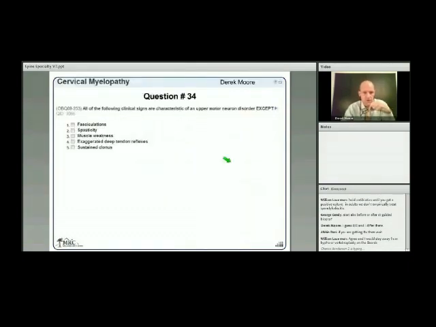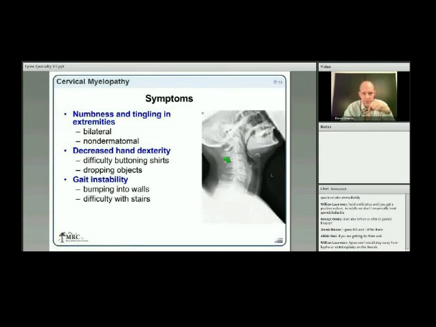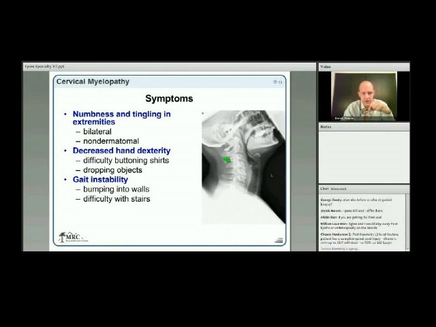So let's go into the first question. All of the following clinical signs are characteristic of an upper motor neuron disorder except. So you've got to recognize that upper motor neuron disorders include cervical myelopathy and spinal cord injuries. And you need to be very familiar with the symptoms and physical exam findings of cervical myelopathy.